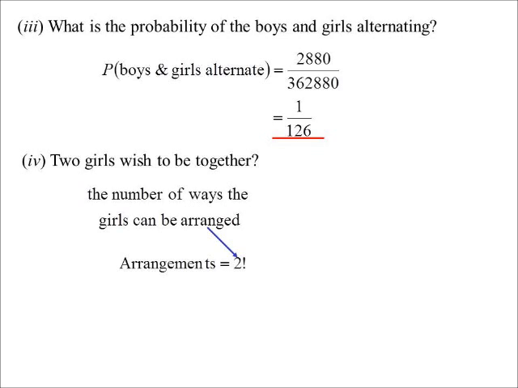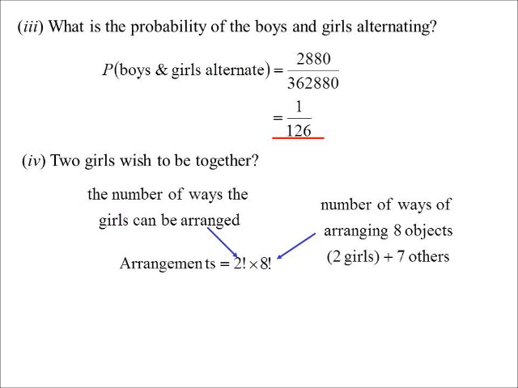They haven't been arranged yet. All we've done is we've sorted out how they're going to stand. But once we've worked out how they're going to stand, they now become a group. They're like they're one object. And so now I'm going to arrange that one object of 2 girls and the 7 other people. So there's 8 objects I'm now arranging instead of 9 objects. So 2 factorial times 8 factorial, 80,640.